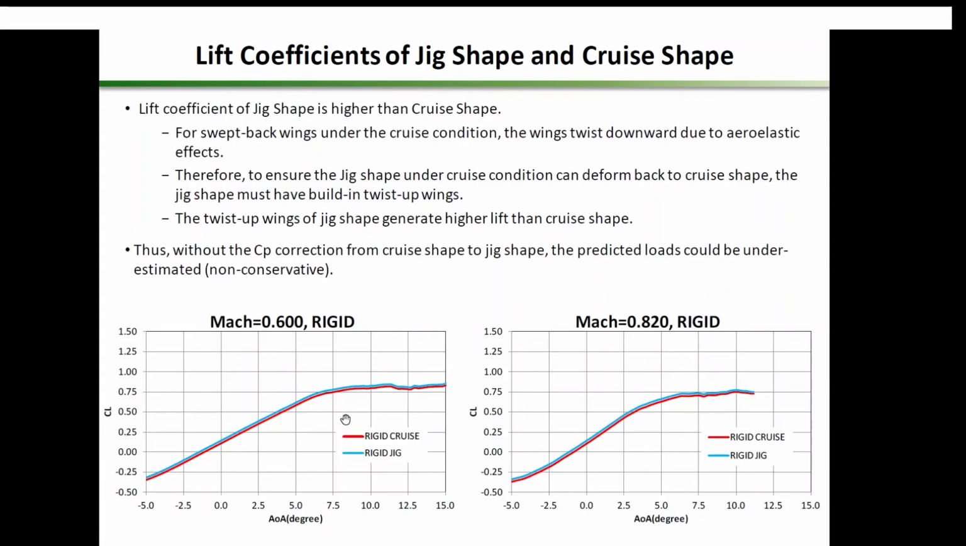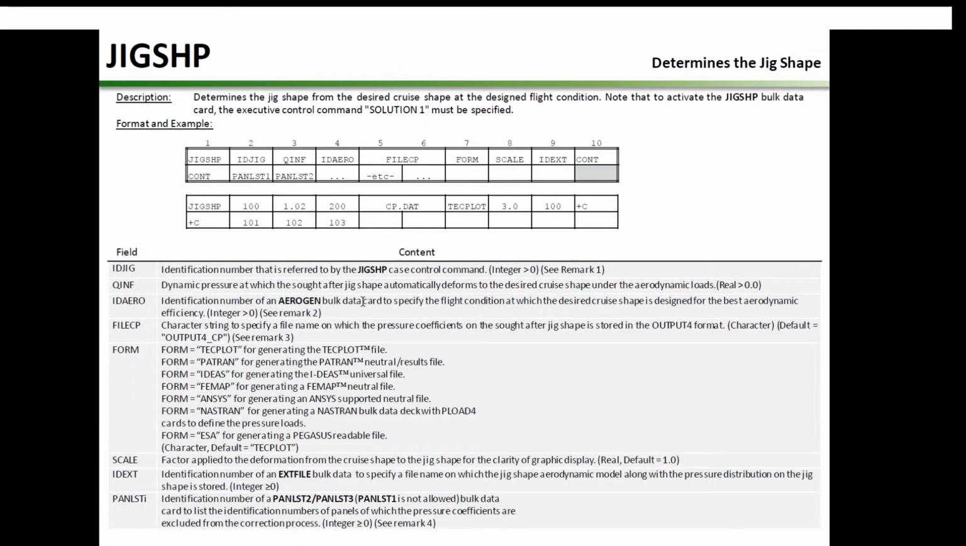So you can see, the jig shape is shown by the blue one. The cruise shape is the red one. So the lift generated by the jig shape is higher than the cruise shape. Therefore, without the CP correction from cruise shape to jig shape, the predicted load would be underestimated, becoming non-conservative.